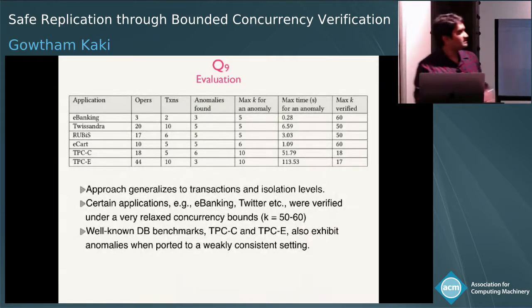Among the other details in the table, column number 3 shows that various applications have different numbers of transactions. So the approach generalizes to transactions and the corresponding isolation levels. Some applications, such as e-banking and Twitter, were verified with very relaxed concurrency bounds, which are 50 and 60. So these are really high bounds. And the well-known database benchmarks such as TPCC and TPCE also exhibit anomalies when ported to this weakly consistent setting.